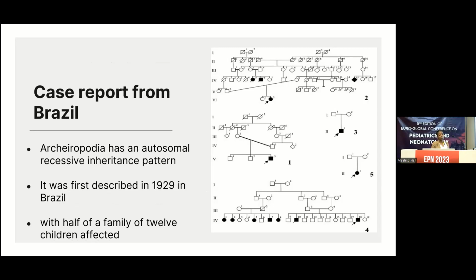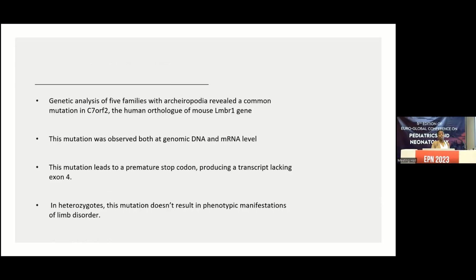It has an autosomal recessive inheritance pattern, with half of the 12 children in the family affected. The genetic analysis of acheiropodia in 5 families revealed a common mutation in C7orf2, the human ortholog of the mouse LMBR1 gene. This mutation was observed both at the genomic DNA and mRNA level. This mutation led to a premature stop codon producing a transcript lacking exon 4.